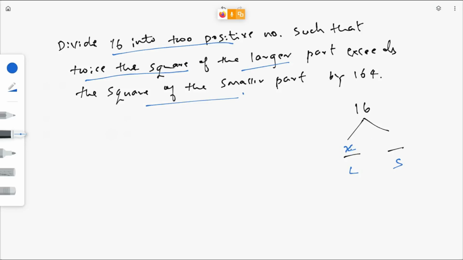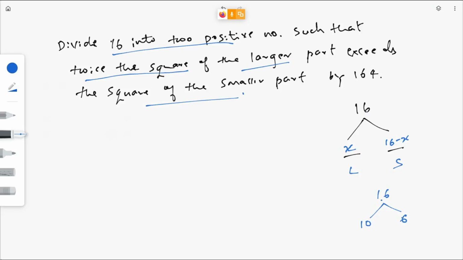So if the larger number is x, then what about the smaller number? It is 16 minus x, because these are parts of the 16. These two numbers are parts of the 16. For example, if I divide 16 such that 10 is my first part, what is the second part? 6, because if you add these two, then you will get 16. So 10 and 6 are parts of the 16, right? How did you get this 6? 16 minus 10. If you subtract this 10 from the 16, then you will get this 6.